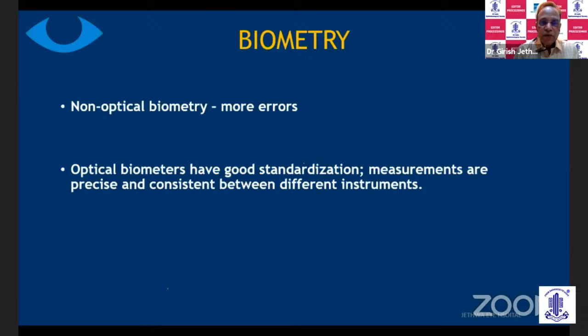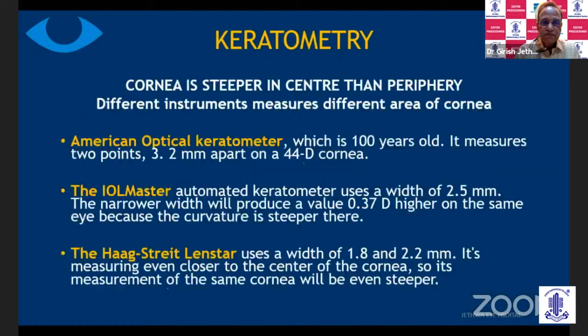It is said, and it is proved, that when we do the biometry, non-optical biometry has more errors, and optical biometers with good standardization and measurements are more precise and consistent between the two instruments. It means when we check the axial length in different optical biometers, they are more consistent and more precise. Looking at the keratometry, it is very well known that the cornea is steeper in the center than in the periphery, and different instruments measure different areas of the cornea.